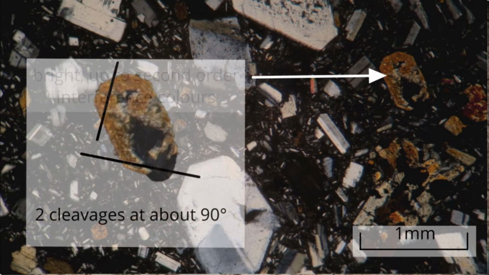It is also possible to see in 8-sided basal sections through the pyroxene crystals two cleavages at nearly 90 degrees to each other. Cleavages are at 87 or 93 degrees to each other.